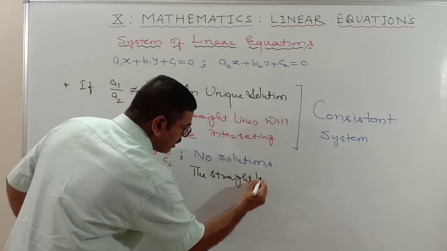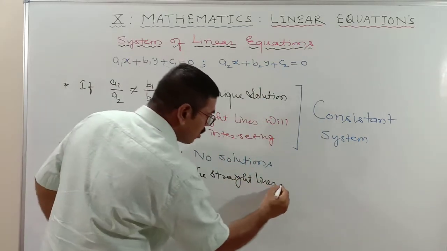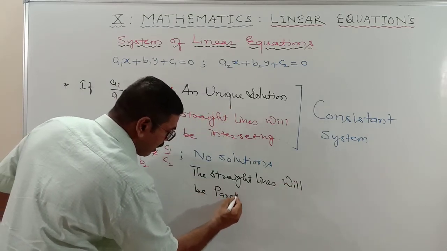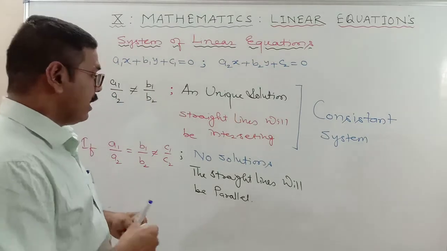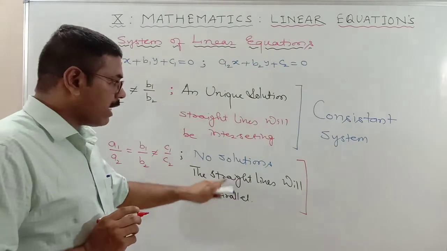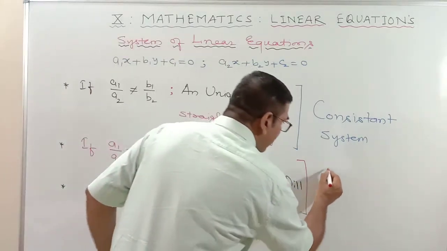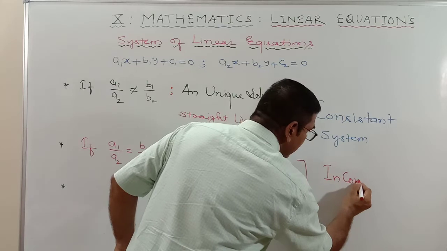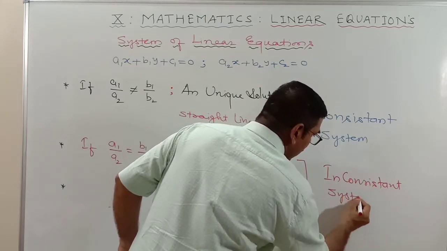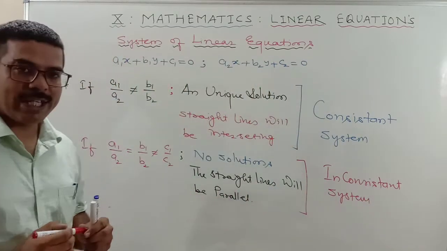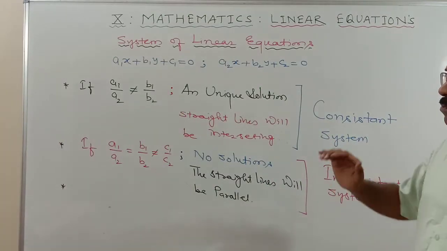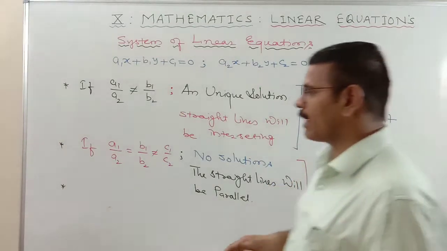The straight lines formed by these equations will be parallel. Okay, in this case, when the lines will be parallel, there will be no solution, and definitely the system will be called inconsistent. Okay, these are the two very special cases: when the system is consistent, and when the system is inconsistent. There will be a third case rather.